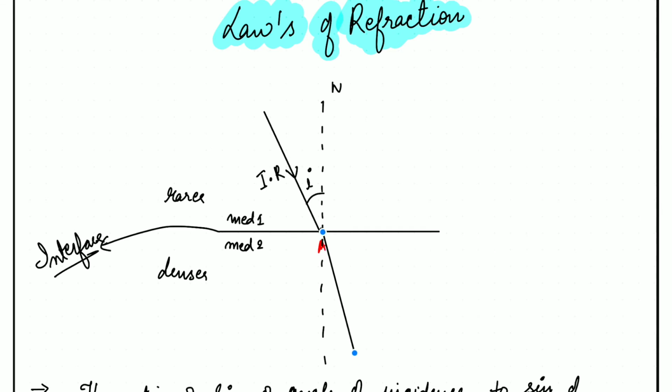So let me just make it. The angle between your incident ray and the normal is what you call your angle of incidence, and the angle between your normal and your refracted ray is what you call your angle of refraction, right?